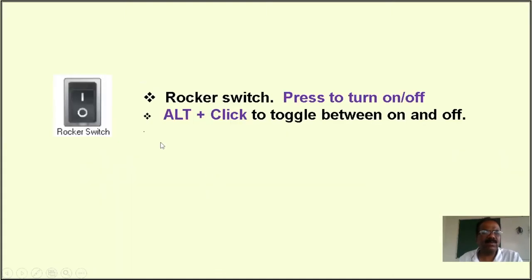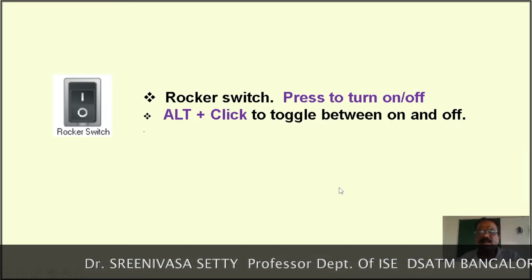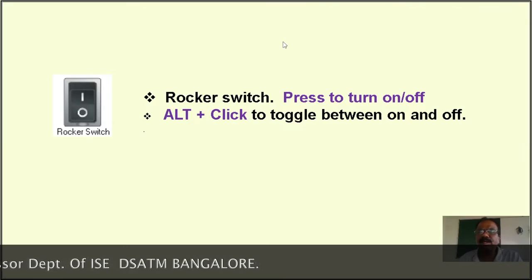In the same way, with the rocker switch, we can also find two statuses. The rocker switch is pressed to turn on and off, and Alt plus click toggles between on and off. Therefore, I'm going to do this using Cisco Packet Tracer.